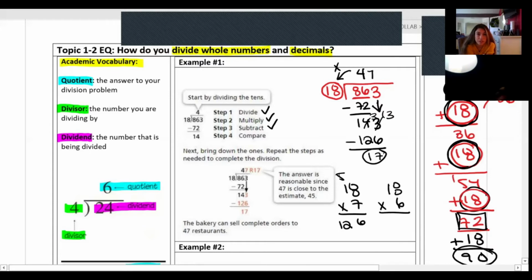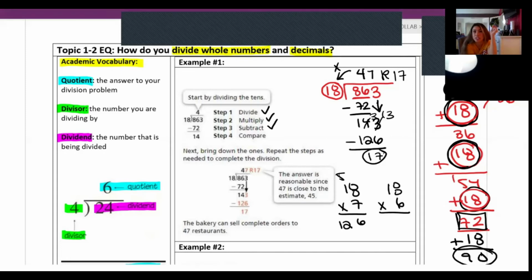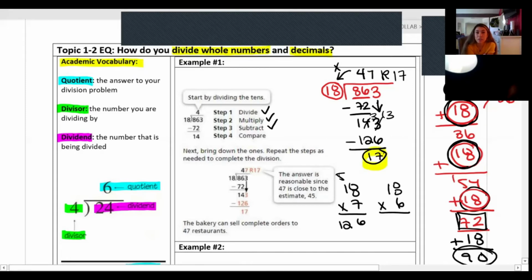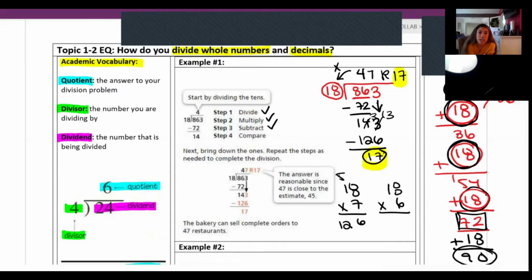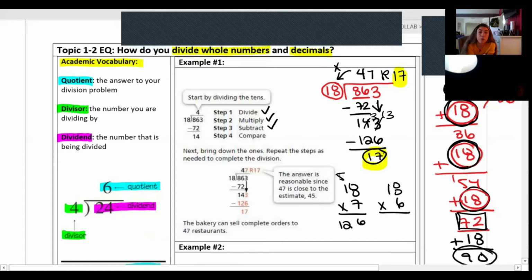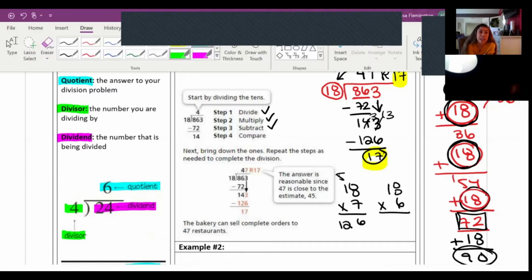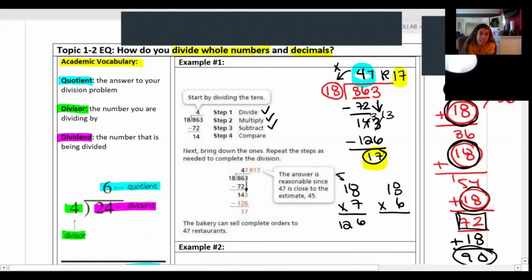We don't have any more values, so we can stop right there and say, since 18 can't fit into 17, we'll have a remainder, right? This might be a vocabulary term that you just remembered, but we'll have a remainder of 17. So what this is saying is that 18 can fit into 863 47 times with a remainder of 17 left over, because that 17 can't fit anymore.